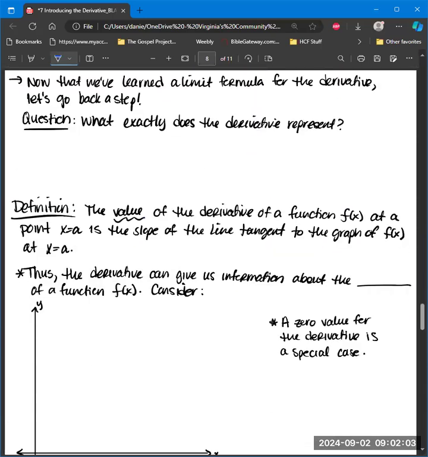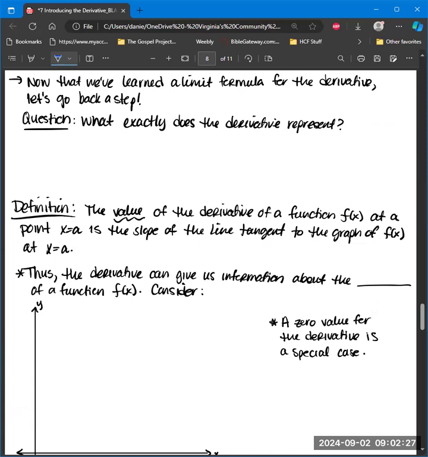So now that we've learned a formula for the derivative, let's go back a step and say what exactly the derivative represents. And that's going to be the slope of the tangent line.